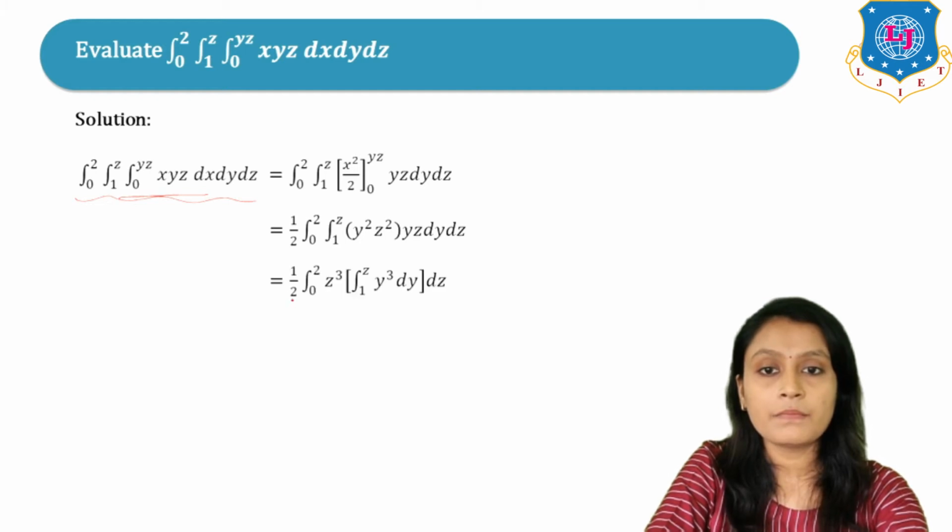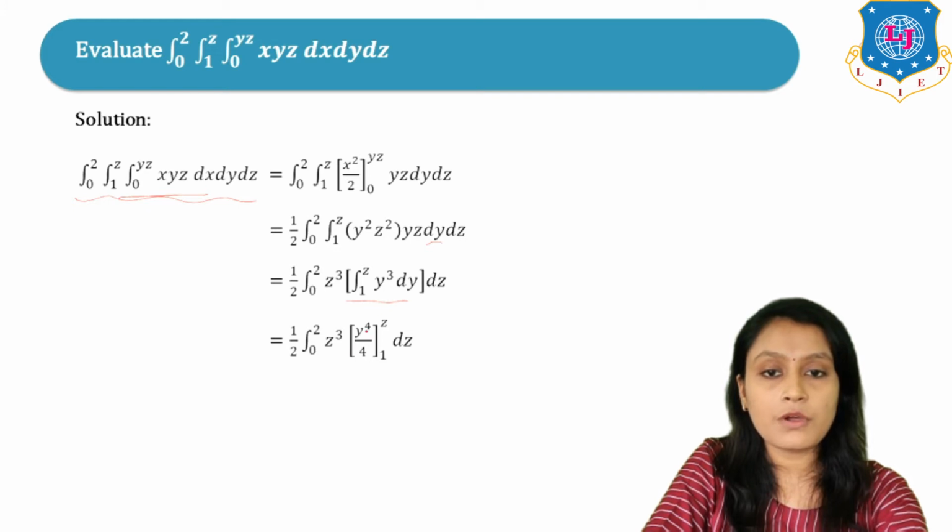Next we will integrate with respect to y and we will keep z as a constant. So z square into z, that is z cube, we have taken outside, and this integration 1 to z, y square into y, that is y cube dy, and this dz as it is. Now we will integrate this with respect to y. So you will get 1 upon 2 integration 0 to 2, z cube dz as it is.